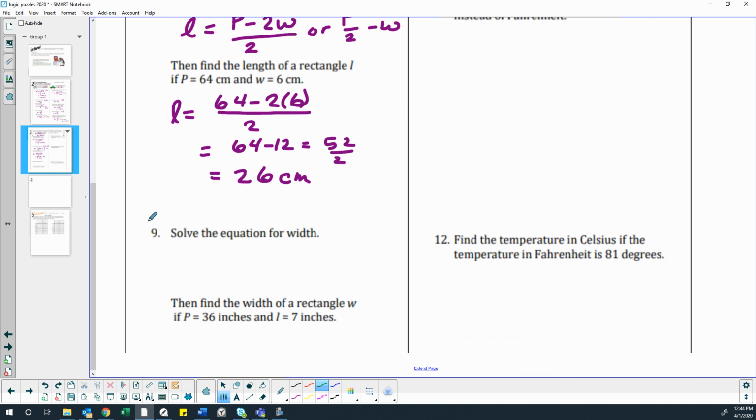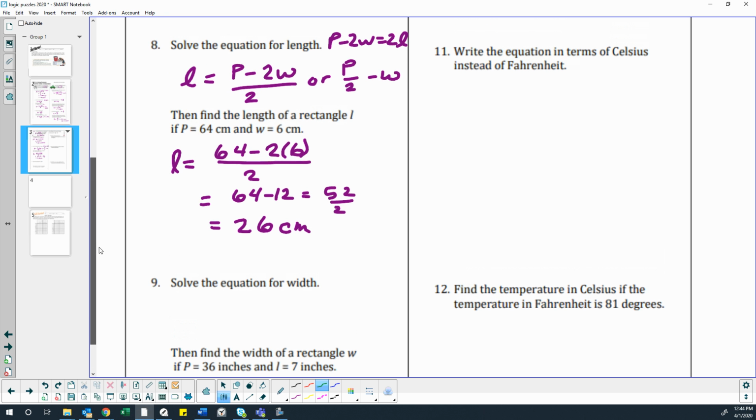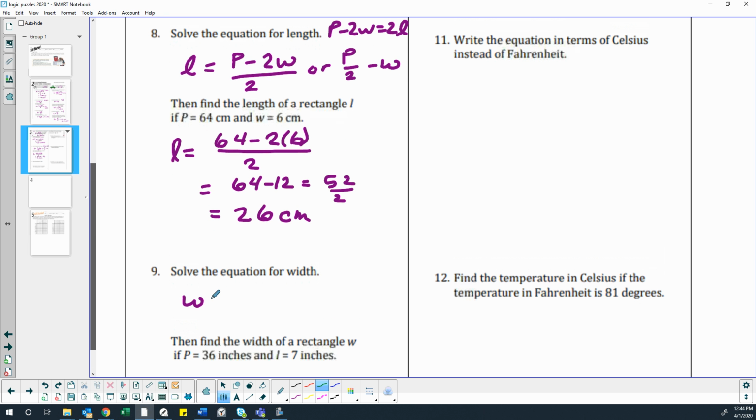Okay. So cool thing about number 9 is the equation for width is going to be exactly like the equation for length. We just are going to swap places.